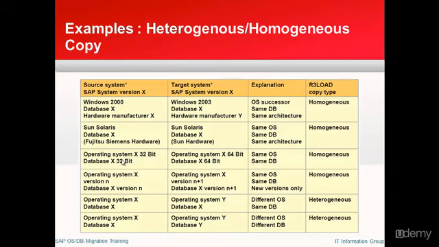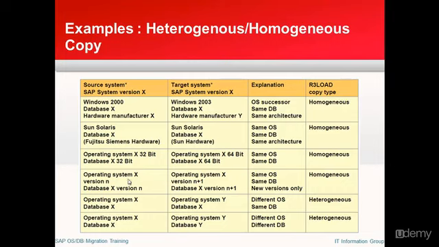Let's take the next example, where the operating system is say 32-bit and the database is also 32-bit. So we are moving to operating system 64-bit and database 64-bit. So in this particular source and target, both are the same OS, both are the same database, so we will call this also a homogeneous system copy.